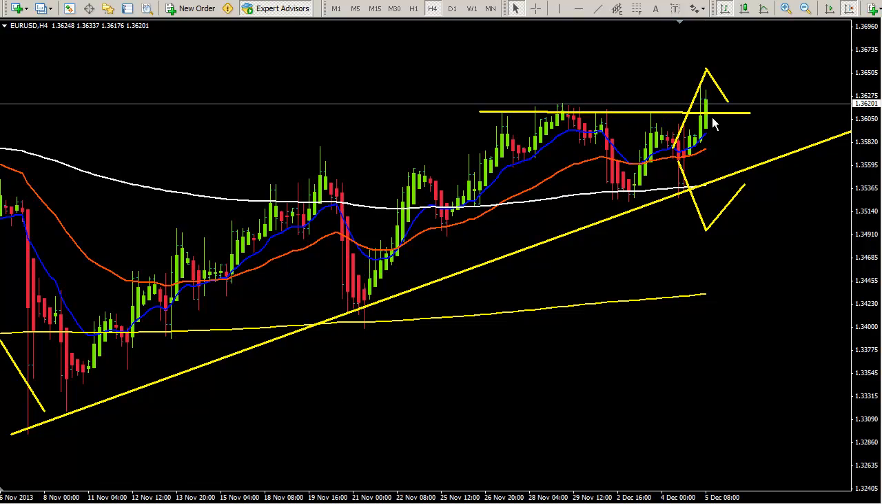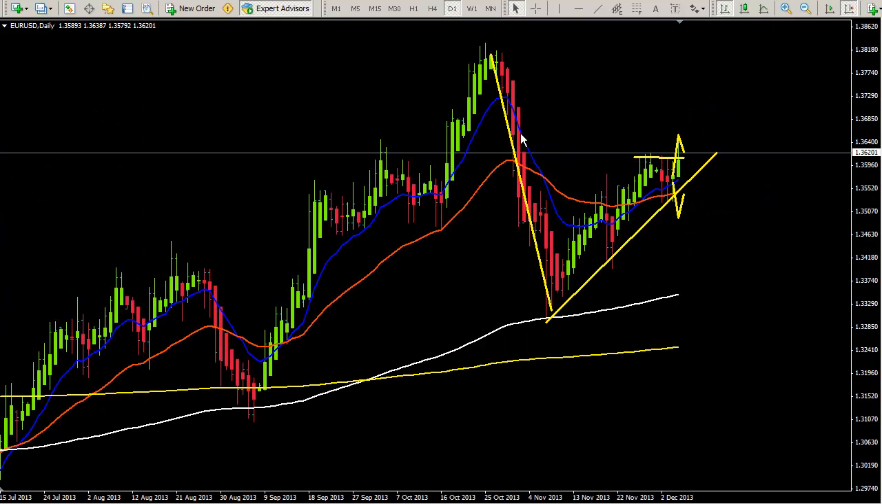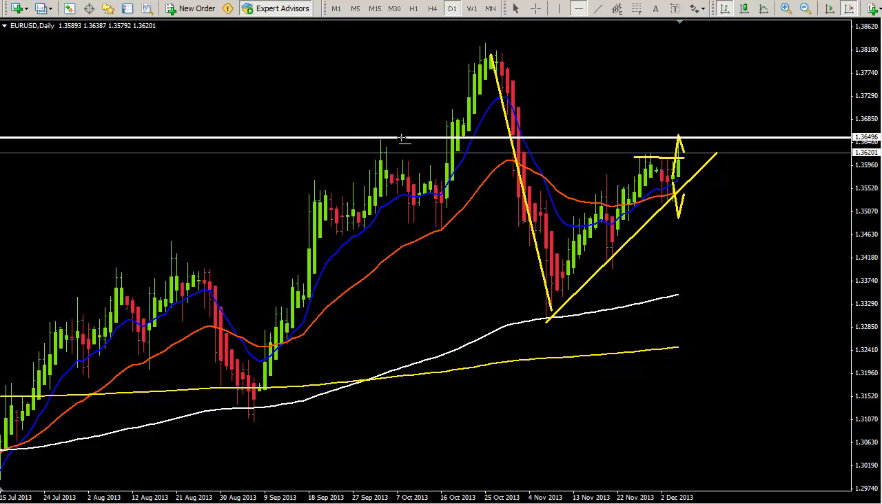The euro broke the resistance yesterday, so the support line here on the 4-hourly chart and the daily chart did actually hold, and now it looks like the price is heading higher. Let me just delete some lines here.